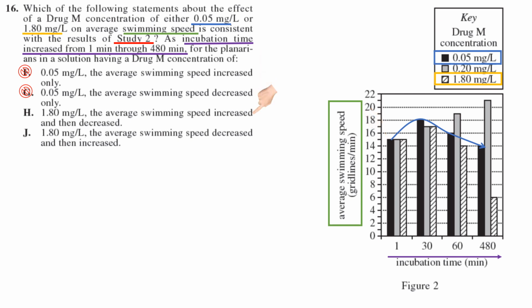So now let's look at choice H. The 1.8 milliliter average swimming speed increased, then decreased. So 1.8 is the striped one. It does increase, then decrease. So our answer is H.